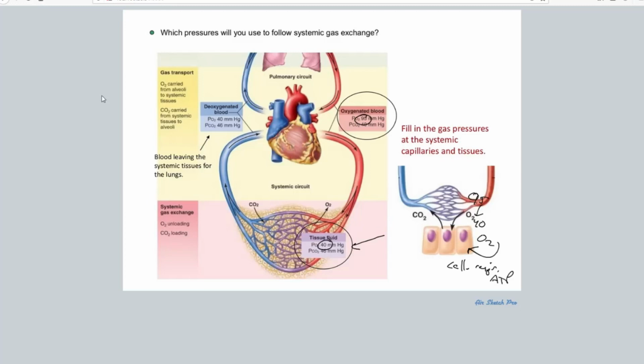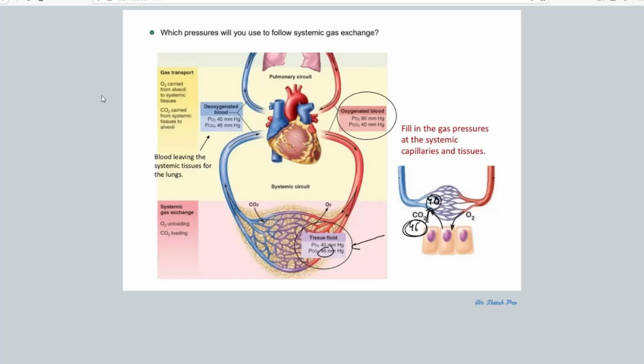A byproduct of that ATP is carbon dioxide that we need to get rid of. And carbon dioxide is going to move from the interstitial fluid into the systemic capillaries here. Now, why does carbon dioxide do that? Well, it does it because it's going down its concentration gradient, its pressure gradient. So what's the pressure of carbon dioxide in the tissue fluid? That's 46 millimeters of mercury. What about in the systemic capillaries? Only 40. So again, not a large difference, but a difference nonetheless. So carbon dioxide is going to move from the fluids around the tissues into the capillaries.